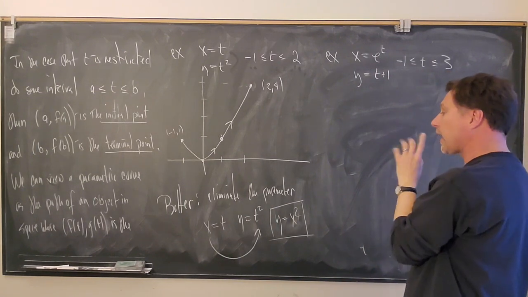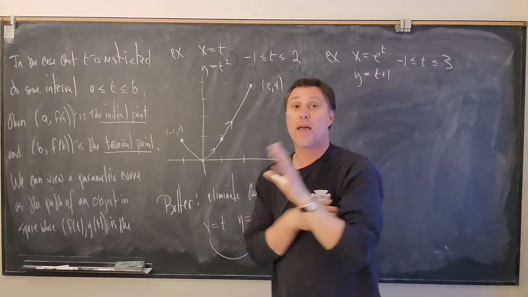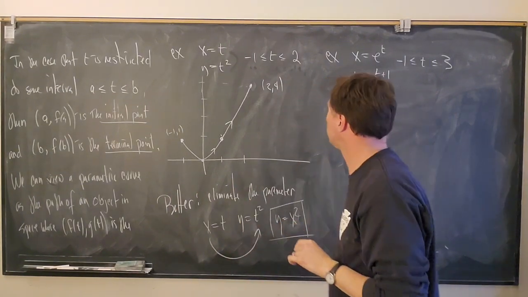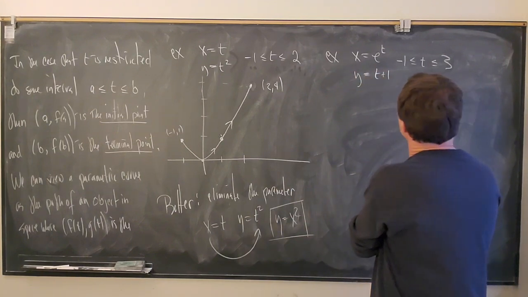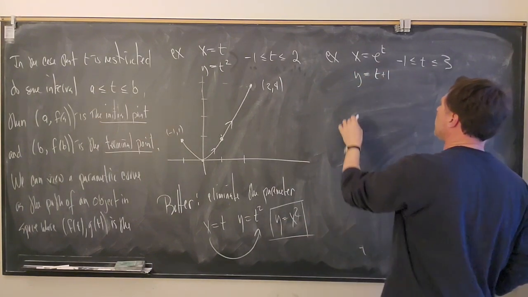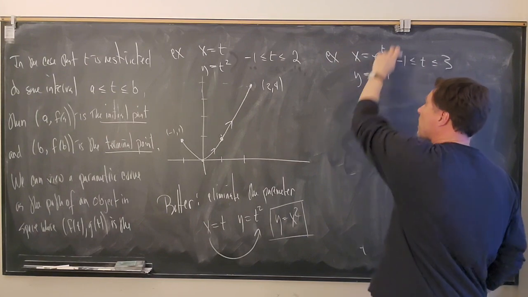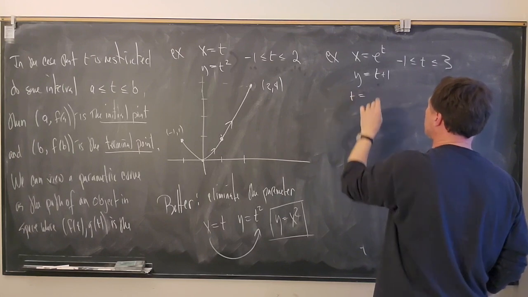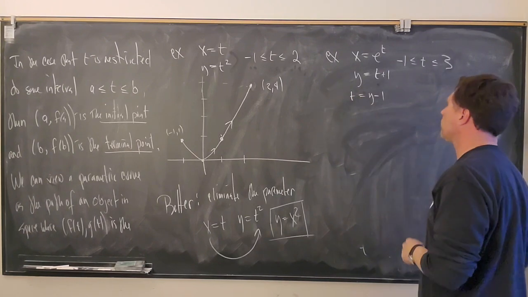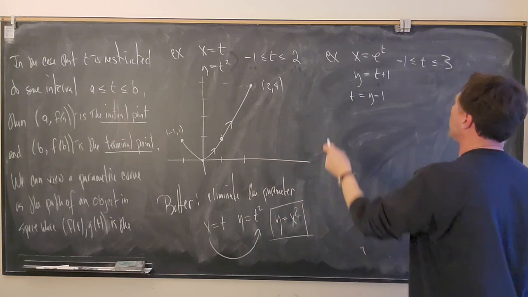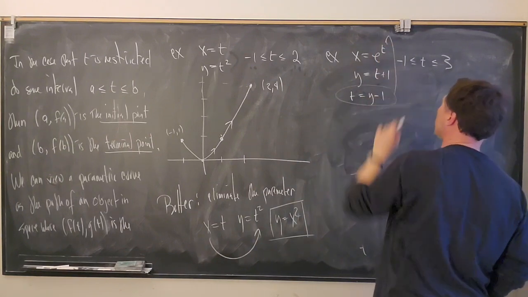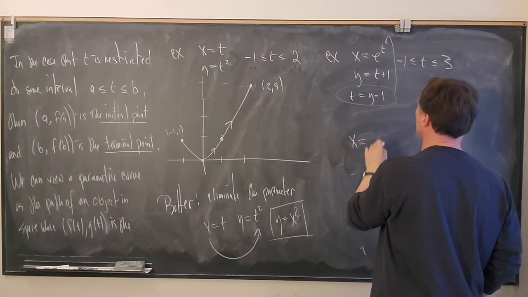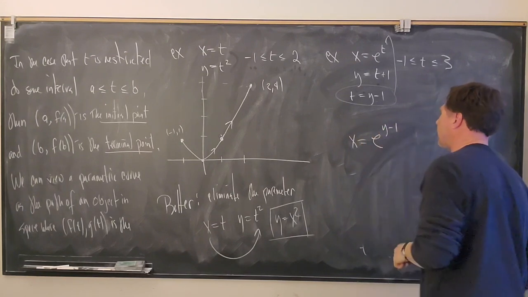Okay, so what I need, when I eliminate the parameter, is a single equation that has no t involved. That's what I mean. Eliminate the parameter, get rid of the t value. And so in this case, there's a couple of different ways to do it, but what I want to do is I'm going to solve for t in the y equation and then substitute it. So what we get is that t equals y minus 1. And then I'm going to substitute that right there. And so what we get is x equals e to the y minus 1.